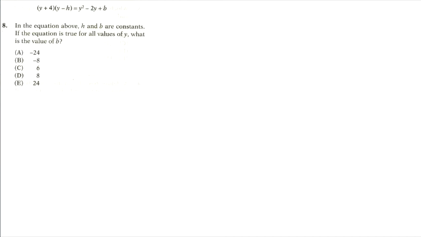Alright, h and b are constants. If the equation is true for all values of y, what is the value of b? Alrighty, well, let's try to simplify things here. We're going to say y squared minus 4h plus 4y minus hy equals y squared minus 2y plus b.